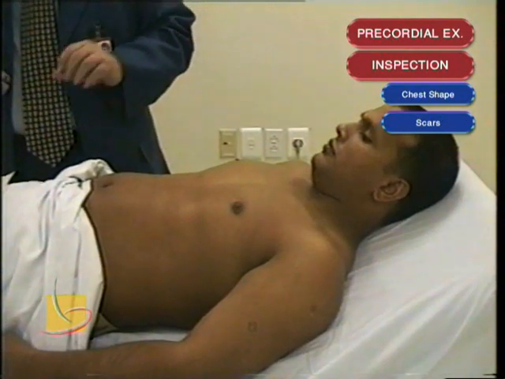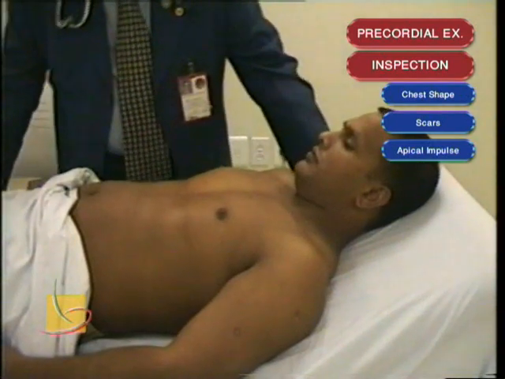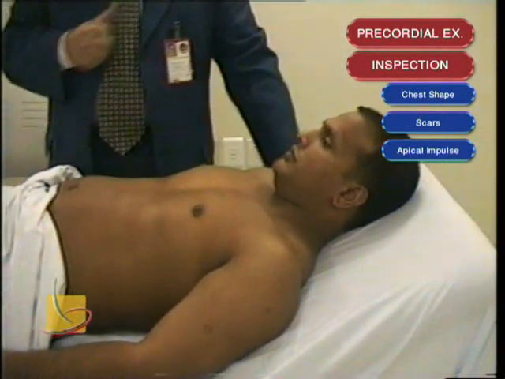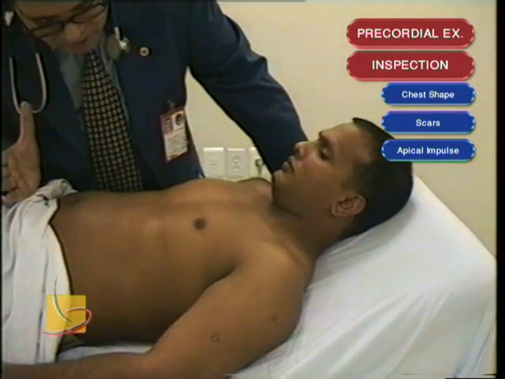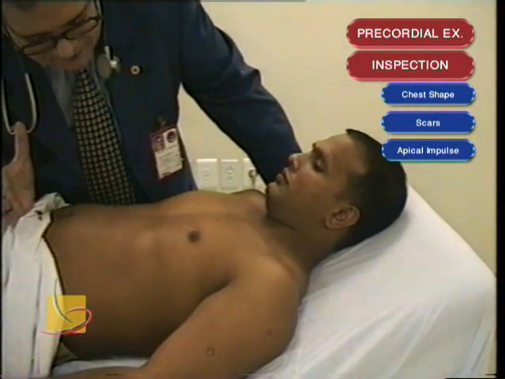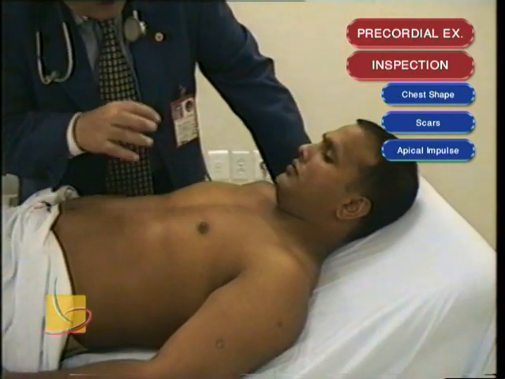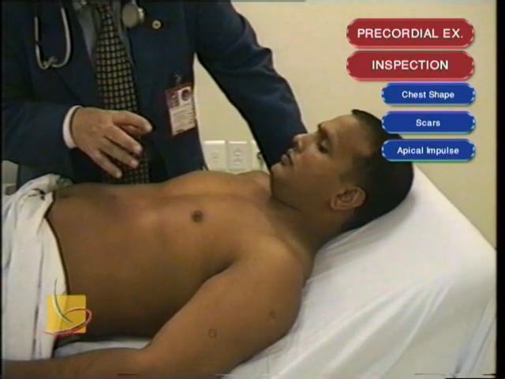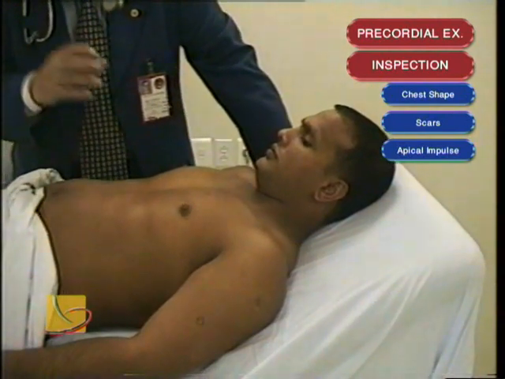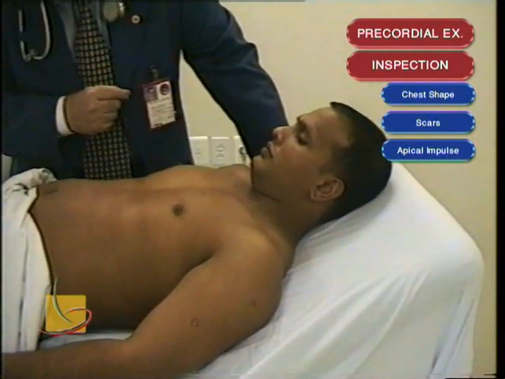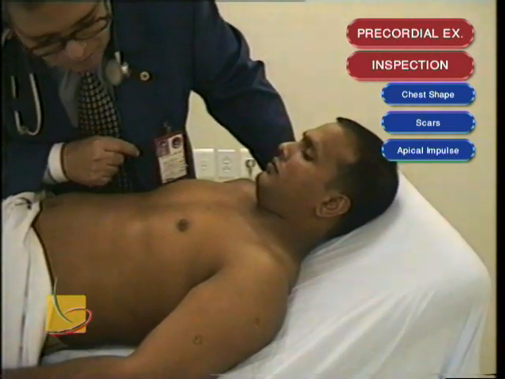After that, we have to look at the apex of the heart, at the apical impulse by inspection. We need good daylight for that. And we have to look in this way to see if I can see the apical impulse or not. We expect the apical impulse to be in the 5th or 4th left intercostal space in the mid-clavicular line in normally positioned heart and normal size heart. So we concentrate in this area to find if there is apical impulse or not.